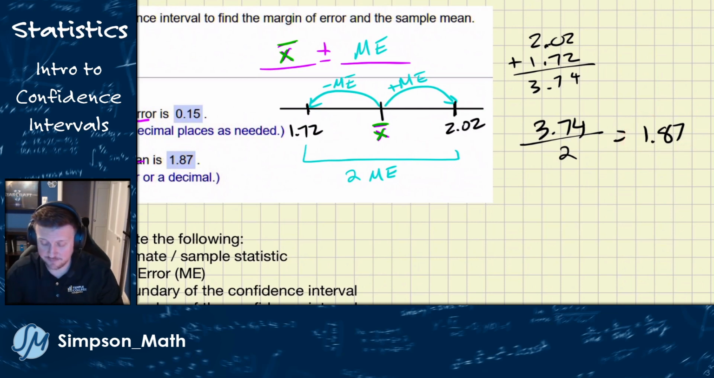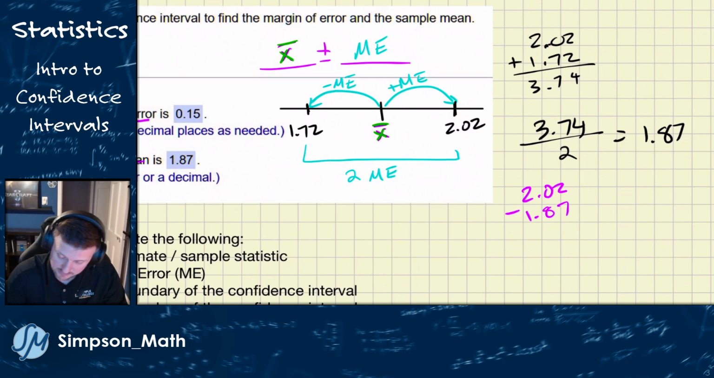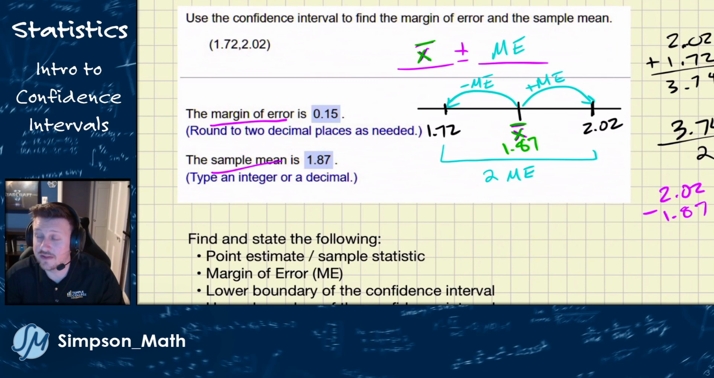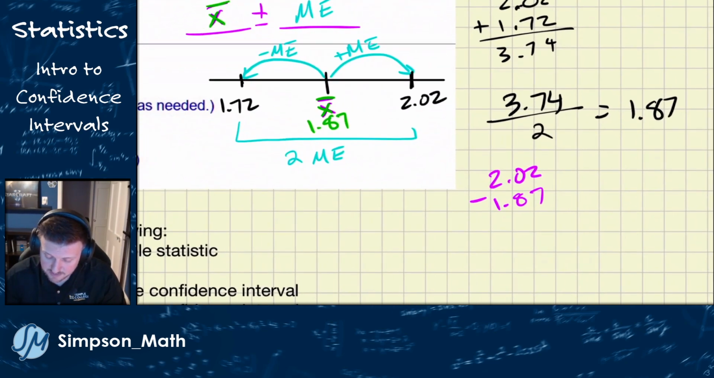Now that I have that, there are two ways I could get the margin of error. I can do 2.02 minus 1.87. Basically, it's the distance from here to here. On the homework, it might ask for the margin of error first, and on the quiz, I think they both show up. But you see how I found the sample mean first. Just find the sample mean first, but I'll also show you the other method as well.